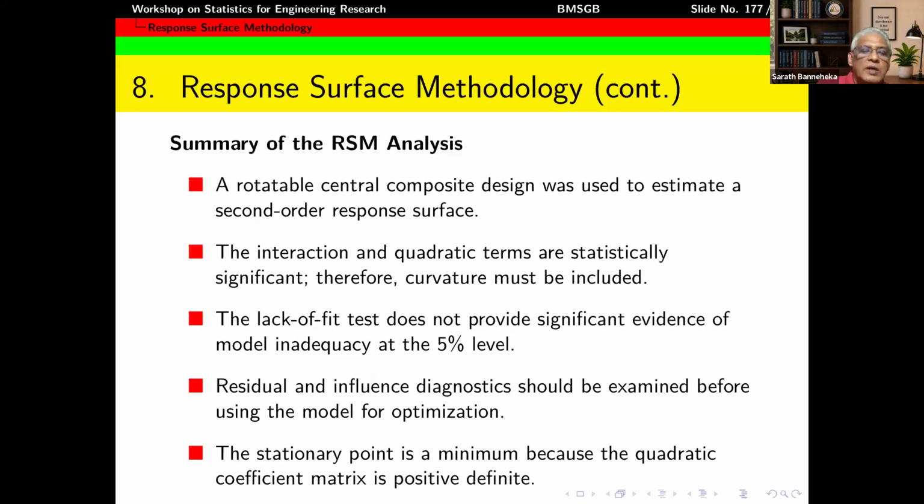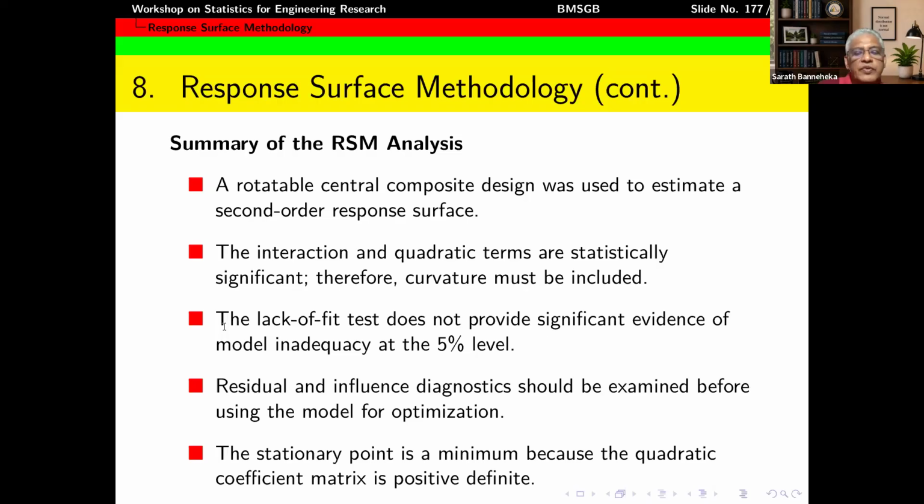Right. So as a summary of this response surface methodology, I have a few points here. A rotatable central composite design was used in this case. The design that we used is called rotatable central composite design, and it was used to estimate the second order response surface. Right? It's not me actually, the researchers of this research paper had done it. The interaction and quadratic terms are statistically significant, therefore curvature must be included.